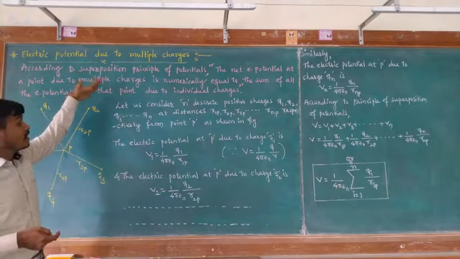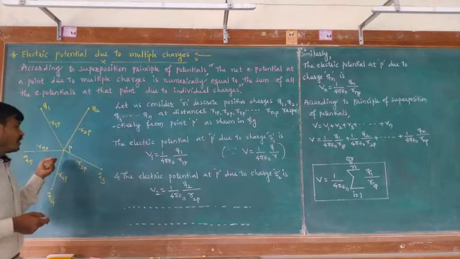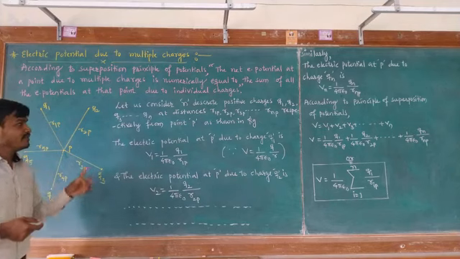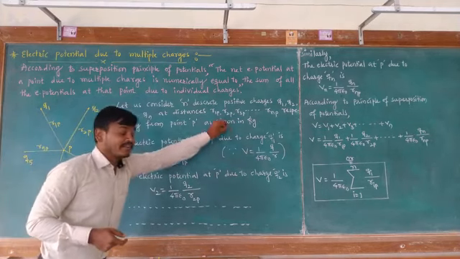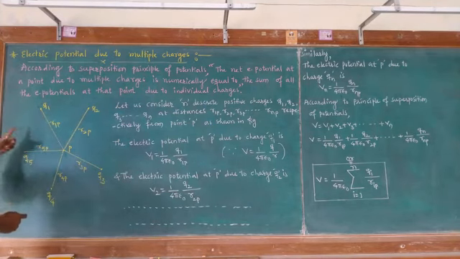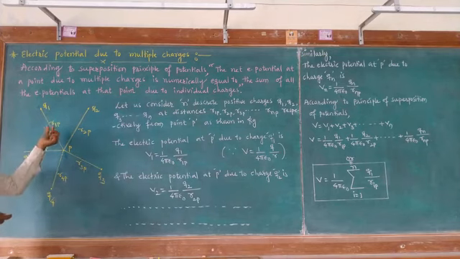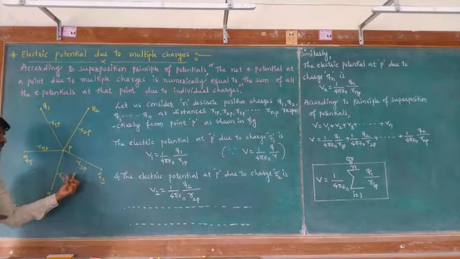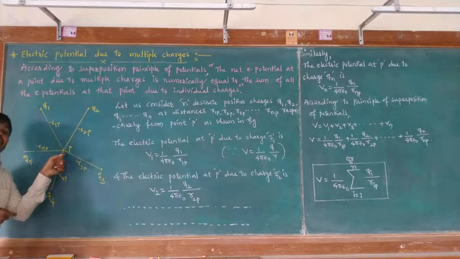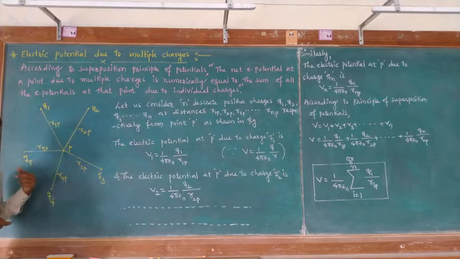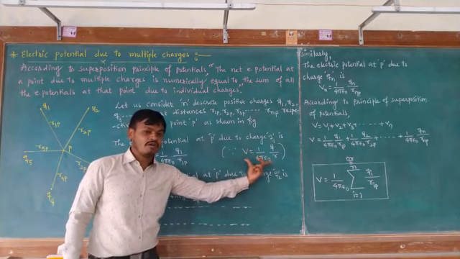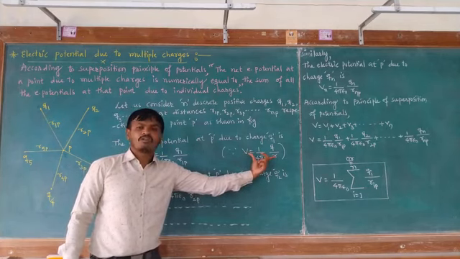Let us calculate the electric potential due to multiple charges. Let us consider n discrete positive charges q1, q2, q3, so on up to qn, which are separated by distances r1p, r2p, r3p, so on up to rnp respectively from the point P in vacuum, as shown in the given figure. As we know, the potential at a point due to an isolated point charge is V is equal to 1 by 4 pi epsilon naught Q divided by R.